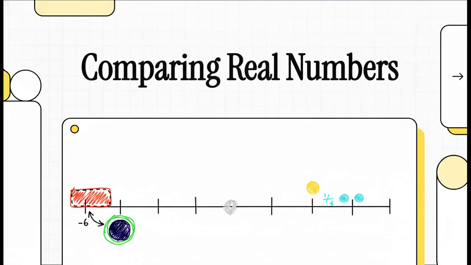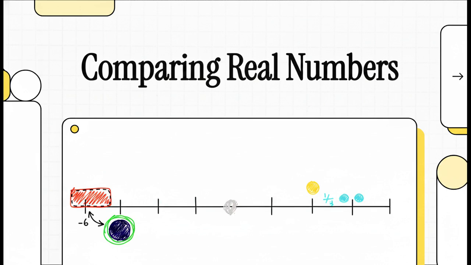Welcome to this explainer. Today, we're tackling a foundational concept that honestly still secretly trips up a lot of adults. We're going to be comparing and ordering real numbers using the number line. If you've ever found yourself second-guessing whether -3 is actually bigger or smaller than -6, or trying to figure out exactly where 3/4 sits among a bunch of whole numbers, trust me, you're definitely not alone. We're going to take what feels like abstract math and turn it into a highly visual, incredibly practical tool.